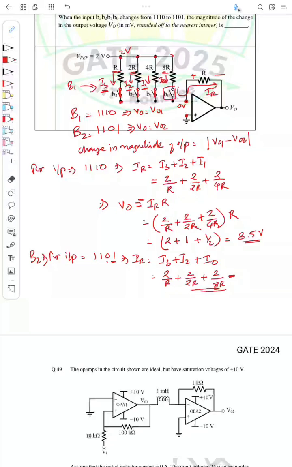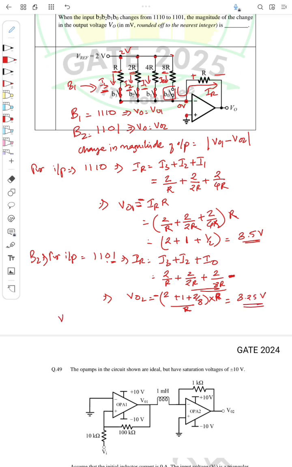So what will be the voltage V0 now? This was V01 and this is V02. V02 will be 2 plus 1 plus 2 by 8, that is 1 by 4, that into the resistance R, since all resistance is R. That is minus IR into R, same as before, so this will be the negative of this. So R is cancelled and I will get 2 plus 1 plus 1 by 4, which is 3.25 volt.